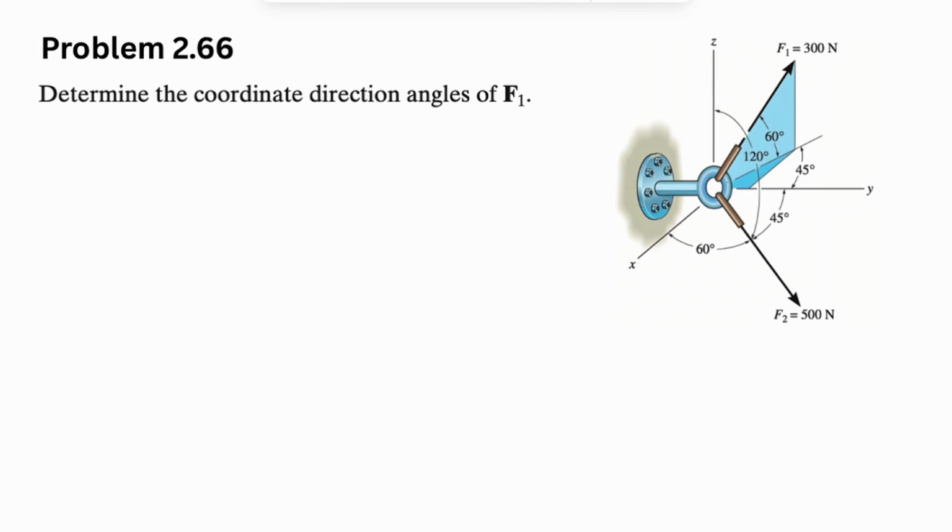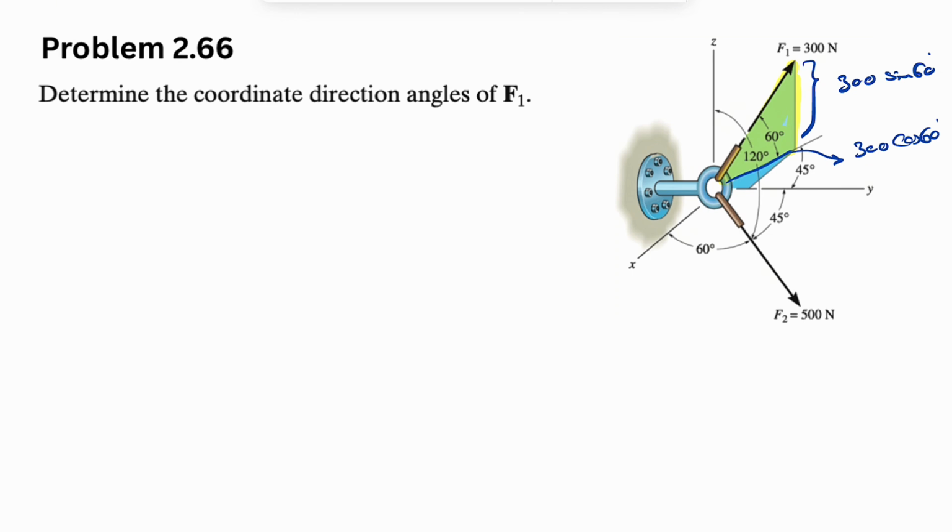Alright guys, we have another question from the second chapter of engineering mechanics, and we need to determine the coordinate direction angles of F1. If we look at the force F1, the projection on the XY plane is going to be this, which basically gives us a right triangle, which I'm highlighting in yellow. It has two sides. One side is the Z component, which is 300 sine of 60 degrees, and the projection, which is what's lying on the XY plane, is 300 cosine of 60 degrees. And that's how we find the projection.